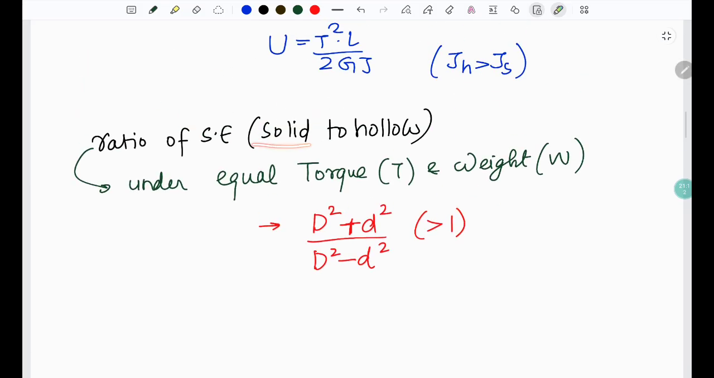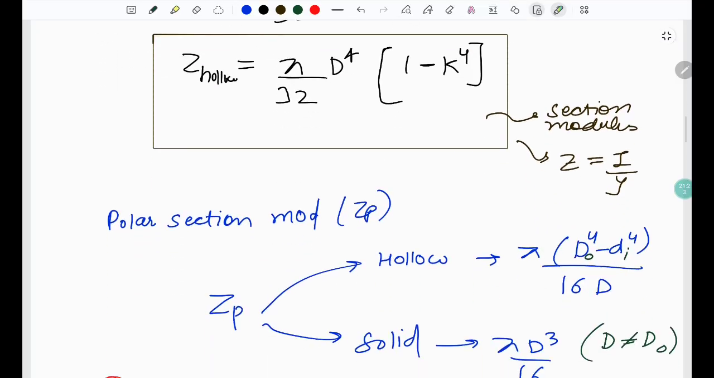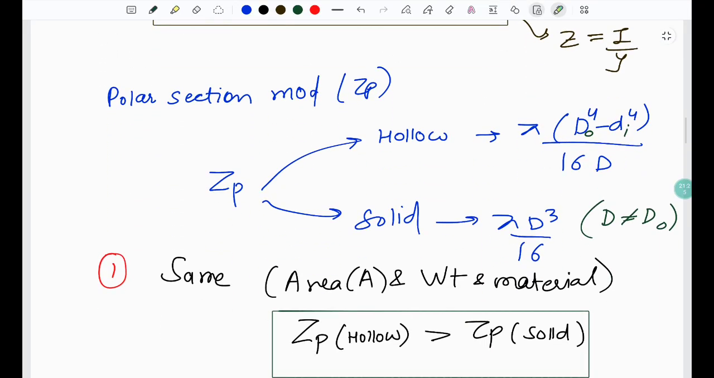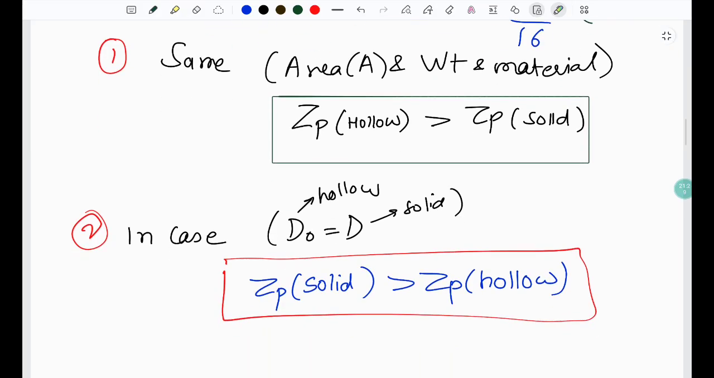As you can see, it is solid by hollow, hence this is greater than 1, which implies that at equal torque and weight, solid stores more strain energy. Again, Z hollow, we have discussed this before. Polar section modulus, we have discussed above also.